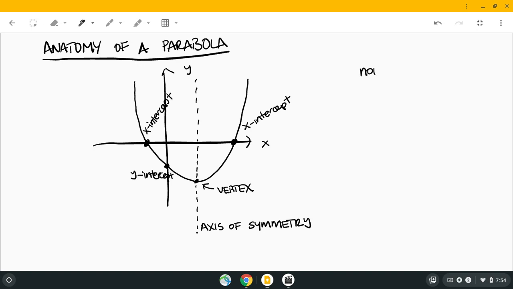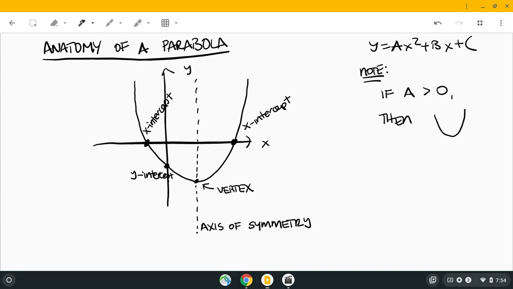Okay, just put a note here. When you're given something like y equals ax squared plus bx plus c, if that a is positive, greater than 0, then your graph will open upward. If a is negative, less than 0, then your parabola will open downward. We can see here that in this case, the vertex, the turning point, would be the minimum value of the graph. And here, the vertex, the turning point, would be the maximum value.